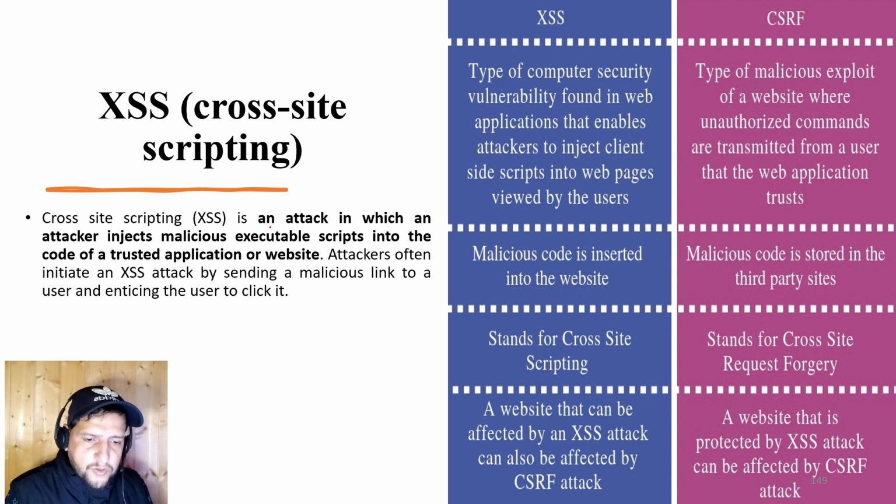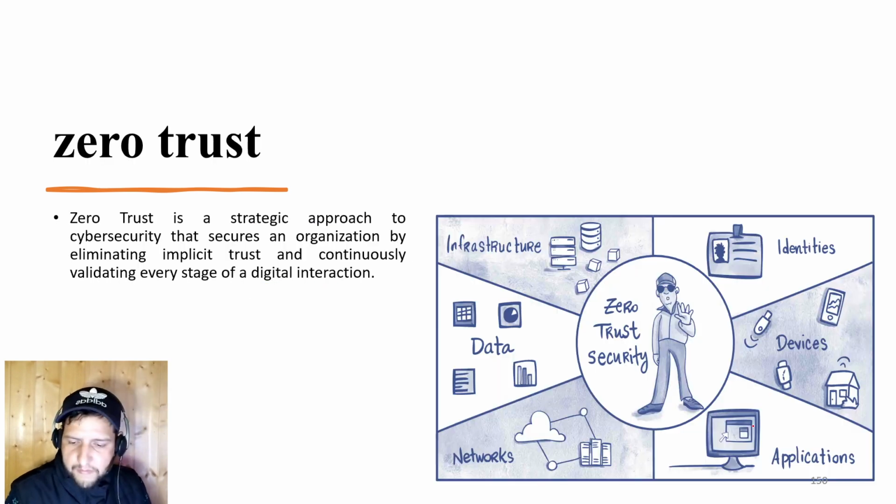This is cross-site scripting, an attack in which the attacker injects malicious code or script into the site. Attackers often initiate an access attack by sending a malicious link to users and enticing the users to click on it. So it's a type of computer security vulnerability found in web applications. There's also a type of malicious script. Malicious code is inserted in the website. Here it is inserted in a third-party site. So a website can be affected by XSS attack, and can also be affected by CSRF. A website protected by XSS can still be affected by CSRF.